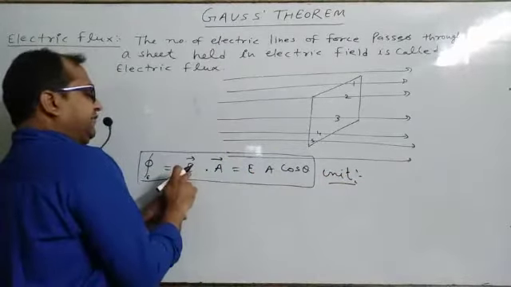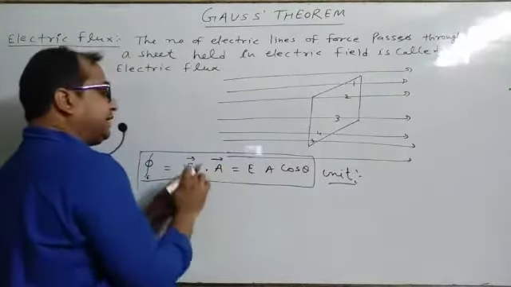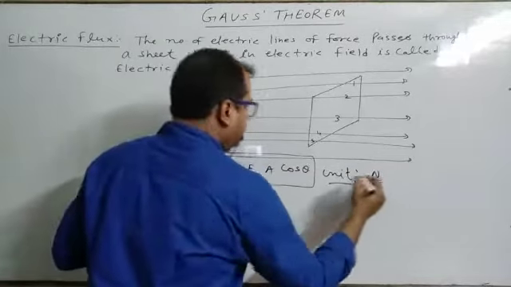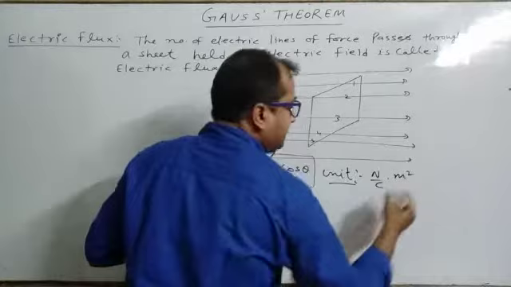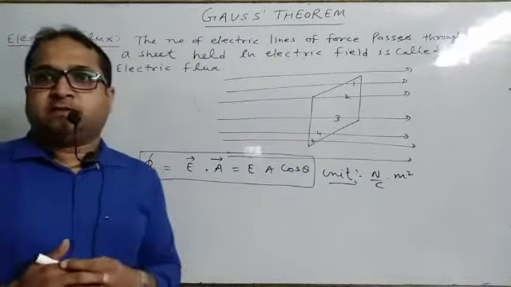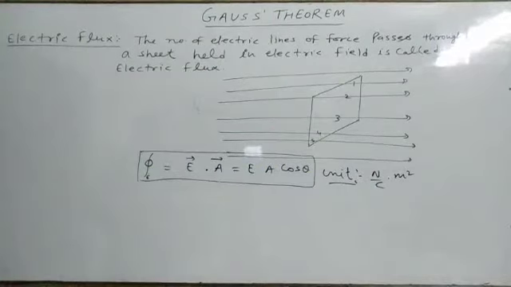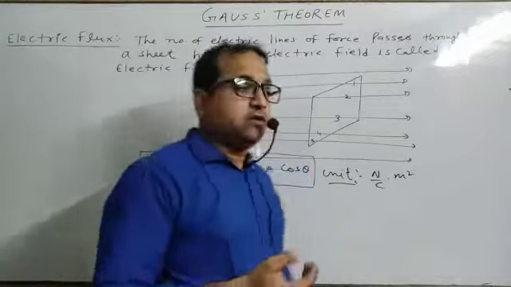The unit of electric field: force upon charge, E is equal to F by Q, Newton by Coulomb, and the unit of area is meter square. Okay, this is the electric flux. And now we will start Gauss theorem.